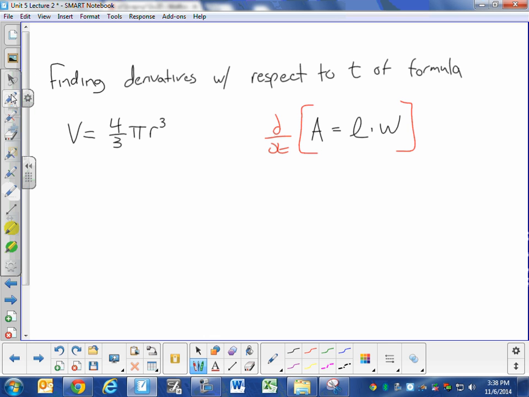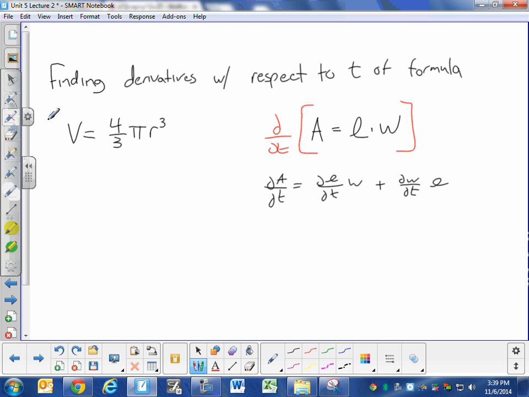What would this be, Mr. Jafrida? dA over dt equals dl over dt w plus dw over dt l. Exactly. Still using the product rule, still doing stuff. We will have a formula that we will use to find information. We're going to have to be given information to figure it out.